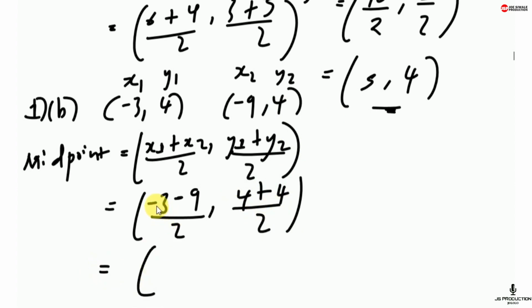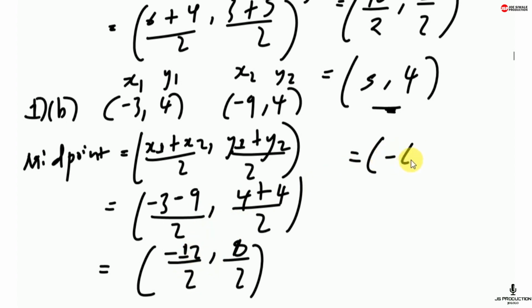So negative 3 minus 9, that's negative 12, divided by 2. Then 4 plus 4, that's 8 divided by 2. And from this I can continue here. So my midpoint will be equal to negative 12 divided by 2, that's negative 6, comma 8 divided by 2, that's 4. So my midpoint there is going to be (-6, 4).